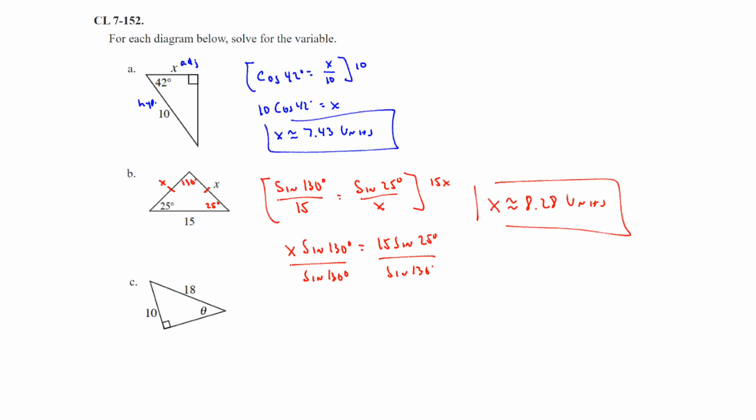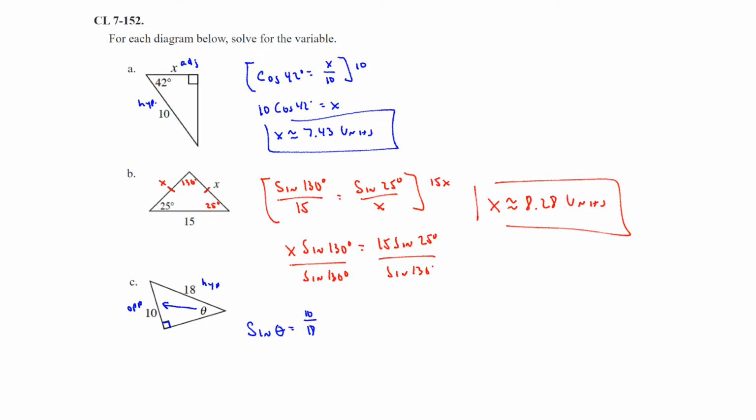Part C. This one we're looking for an angle measure. It is a right triangle, so we can use our trig ratios. And this one is opposite and hypotenuse, so remember the opposite side is across from the angle. So we can use sine, so we'll write this as sine of theta is equal to the ratio of 10 over 18.